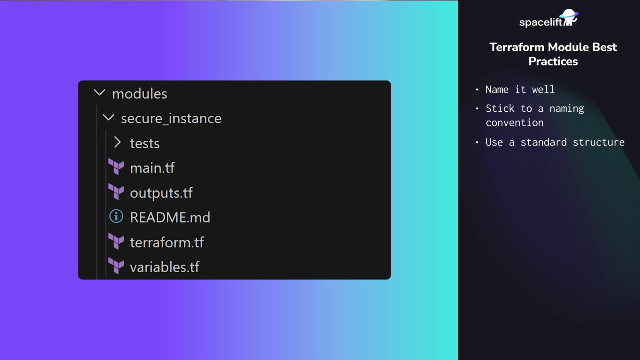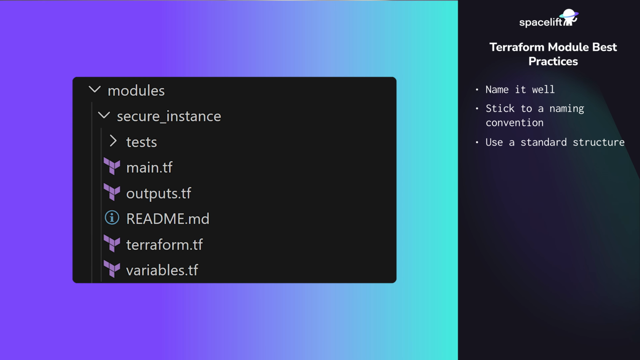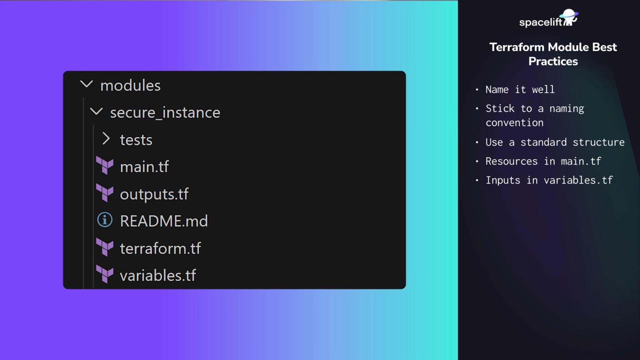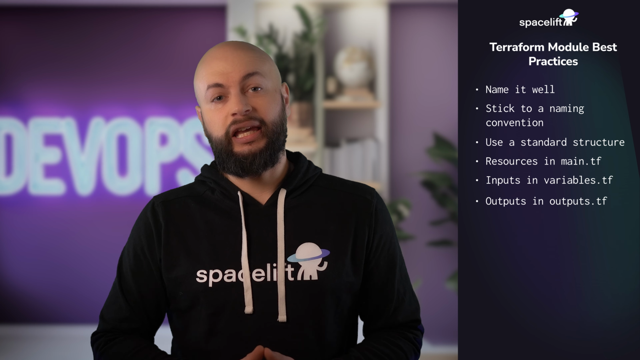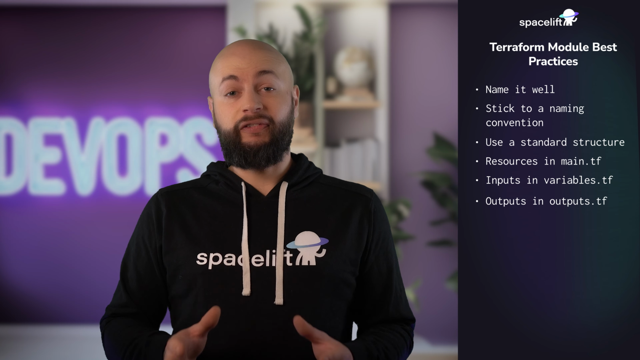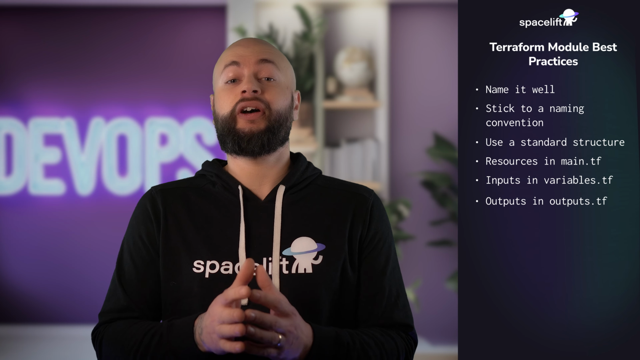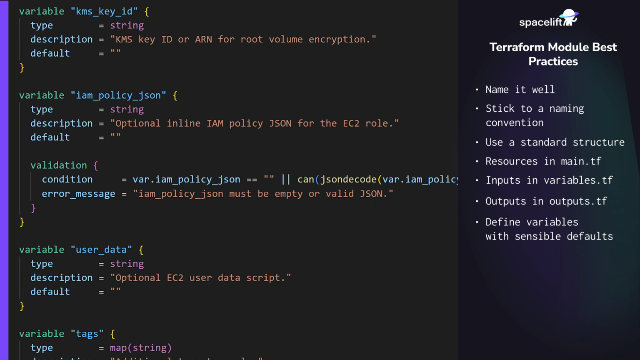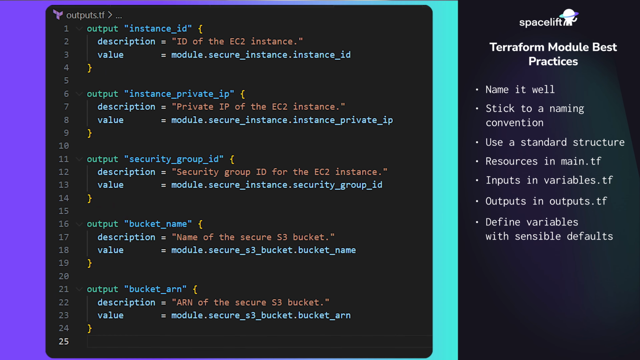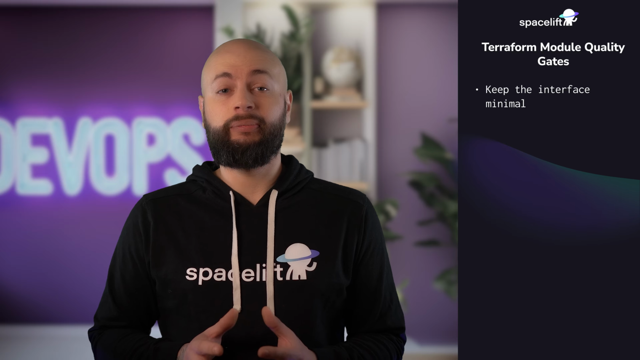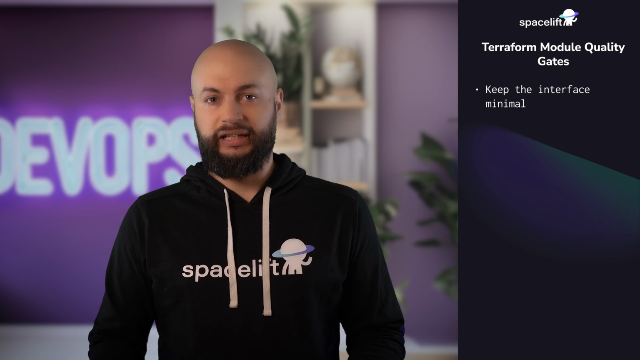Standard structure. Organize the module in its own folder. Inside, put the resource definitions in the main.tf, inputs in the variables.tf, and outputs in the outputs.tf to keep the module tidy and easy to navigate. Inputs and outputs. In variables.tf, define variables for configurable settings, AMI, instance type, etc., with sensible defaults and descriptions. In the outputs.tf, expose values other configurations might need, like instance ID or IP address. Keep the module's interface minimal, only what users actually need.